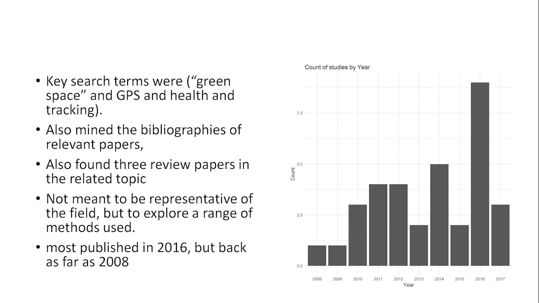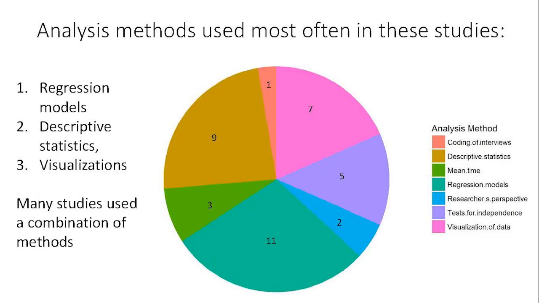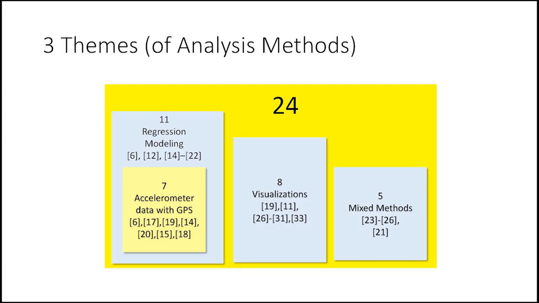Most of the papers that I collected were published in 2016, but they ranged as far back as 2008. The analysis method used most often in these studies was regression models, second was descriptive statistics, and third were visualizations. Many of these studies used a combination of methods. So I grouped these into 3 different categories. The first one was forms of regression modeling, second were visualizations, and the third group were mixed methods.